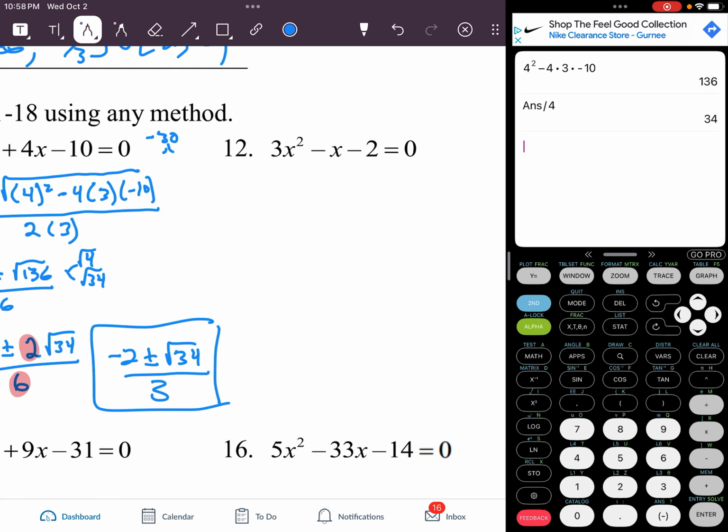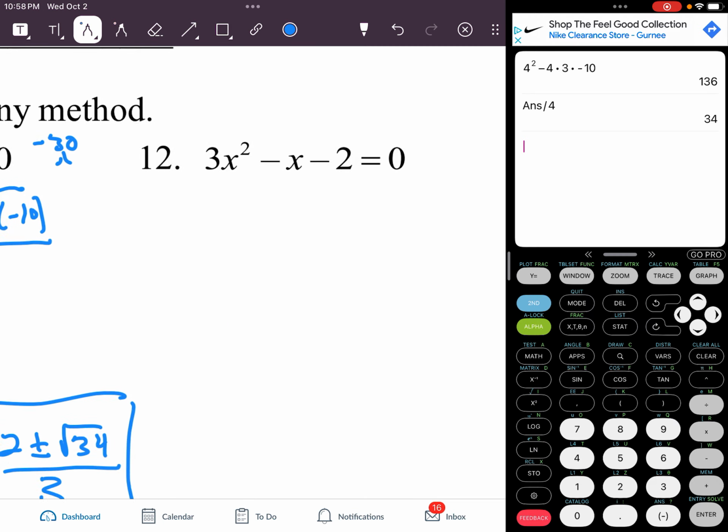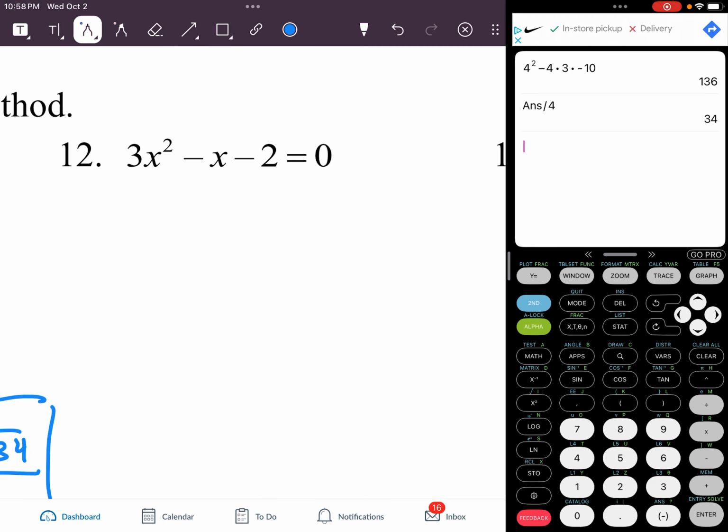All right, next one. 3 times negative 2 is negative 6. The factors of negative 6 that will give me negative x, or negative 1, would be negative 3 and positive 2. Okay, so negative 3 times 2 is negative 6. Negative 3 plus 2 is negative 1. Now I divide these both by my first term, which was 3. And then I reduce. So I get negative 1 over 1.